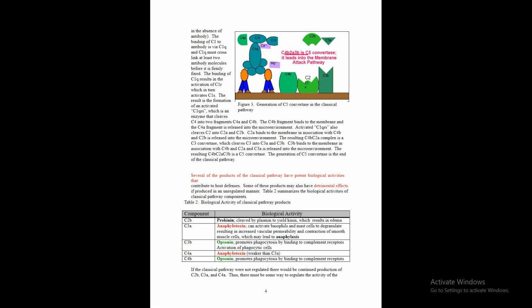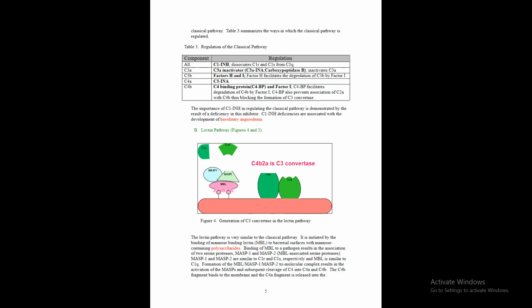This procedure is under controlled condition. What does that mean? We do not want the complement system to have continuous activation. Otherwise, if there is continuous activation, there will be a consumption of the complement system. Therefore, there should be a regulator for these complement, whether for activation or inhibition. So if the classical pathway were not regulated, there would be a continued production of C2b, C3a, C4a. Thus, there must be some way to regulate the activity of the classical pathway.